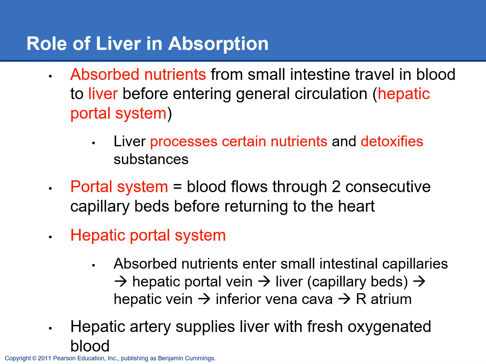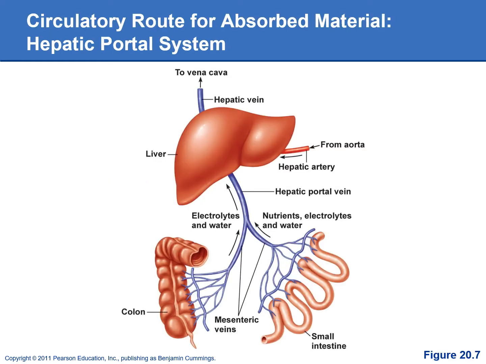The liver is really important in processing nutrients. So all of the monosaccharides, those carbohydrates you've absorbed, and also all of the amino acids from the proteins in your diet, they will all first go to the liver before they go to anywhere else in the body. And that's because there's a portal system. And remember, portal systems, we have 2 capillary beds in a row, and they're going to be joined by a portal vein. So let's take a look at some pictures.